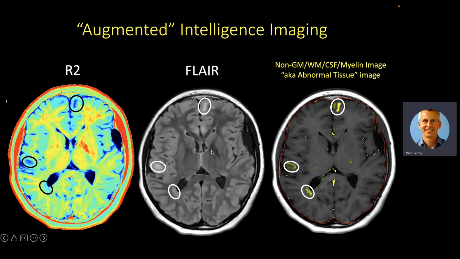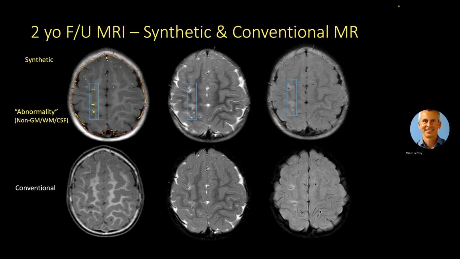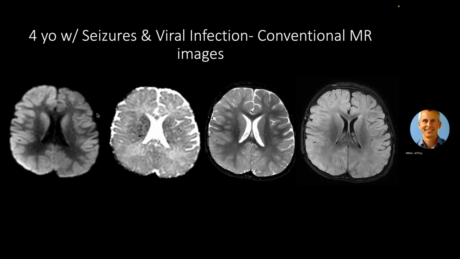Here's one more example with some subtler abnormalities picked up by the abnormal tissue images, as well as another look at this patient from earlier with their fairly subtle cortical areas of encephalomalacia and gliosis, which again appear on the abnormality image that I was discussing before. And one more final case highlighting segmented tissue pathology maps.